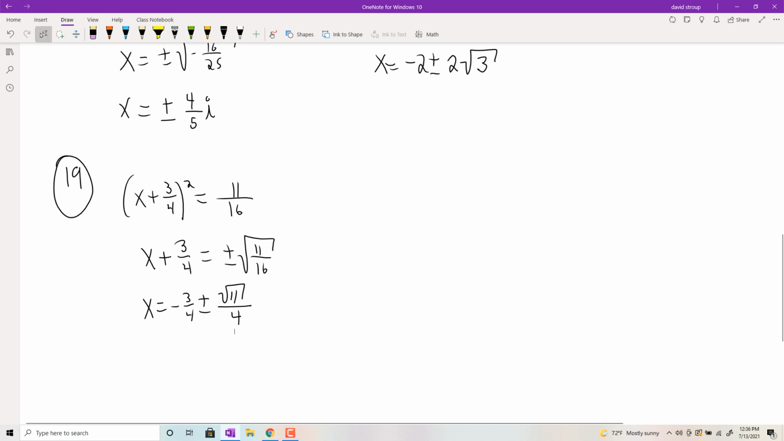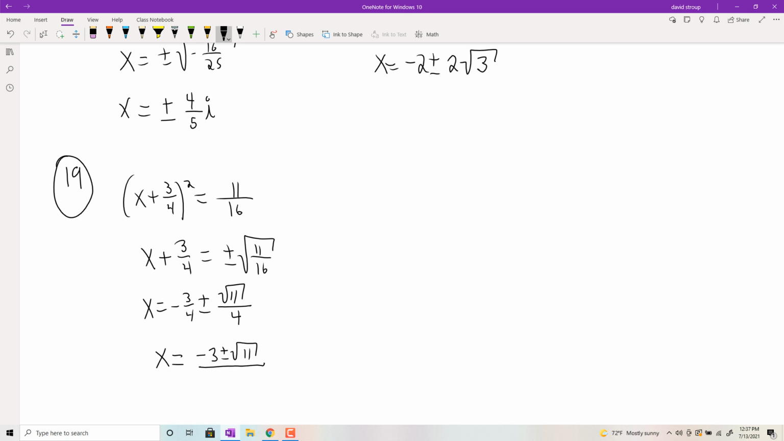Okay. You can combine the two over a common denominator if you'd rather have that answer, but either answer is fine. So, oops, I want to combine the numerators over the common denominator. So negative 3 plus or minus root 11 all over 4. You could also write it that way. Okay.